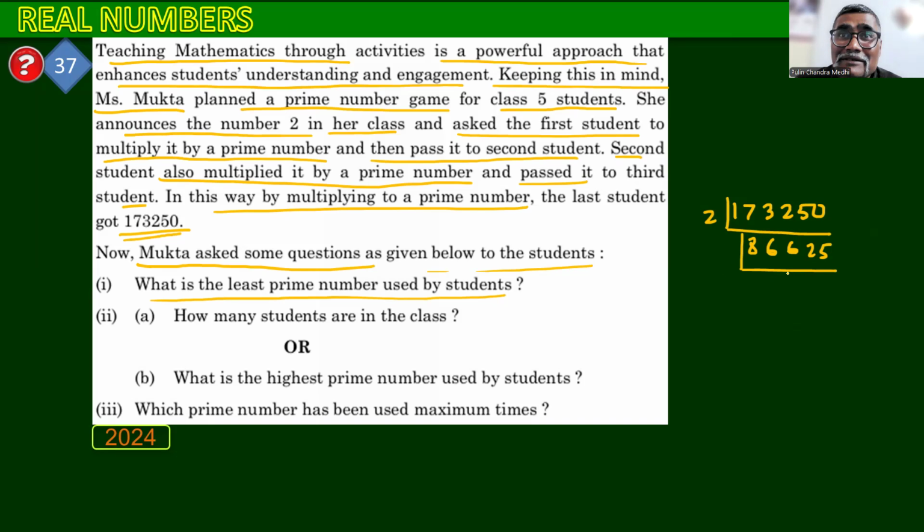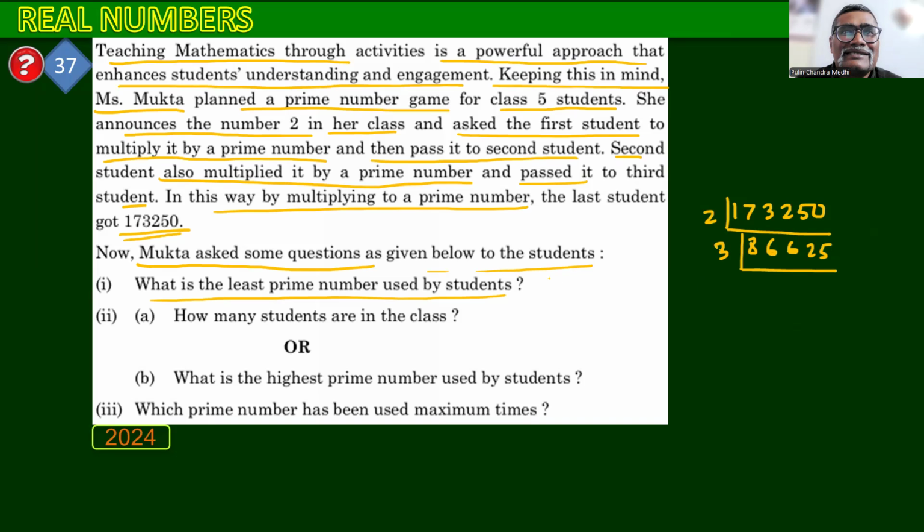Is it divisible by 3? How can you check the divisibility by 3? You add up all the digits. That result you try to divide by 3. If it is divisible, 3 will be a factor. So let us try it. So 8 plus 6, 14, 20, 27. 27 is divisible by 3. So this number will be divisible by 3.